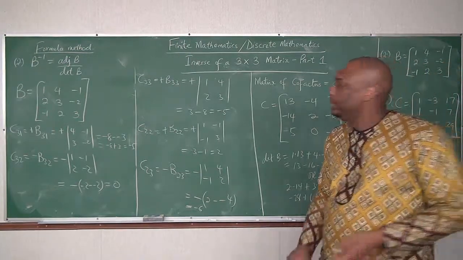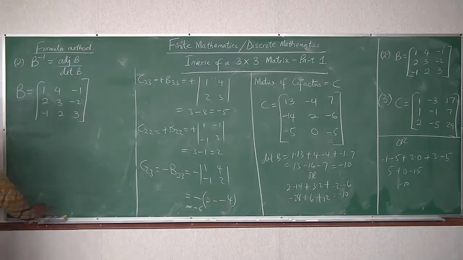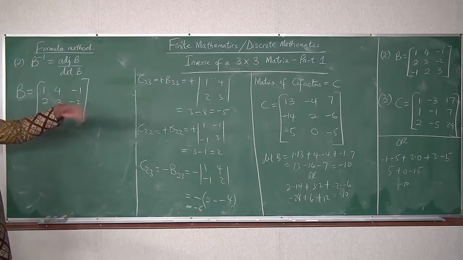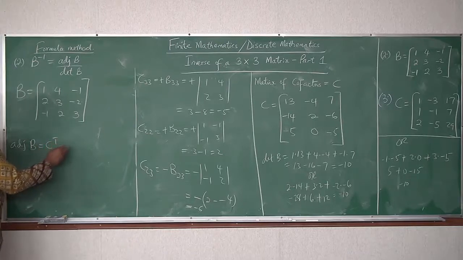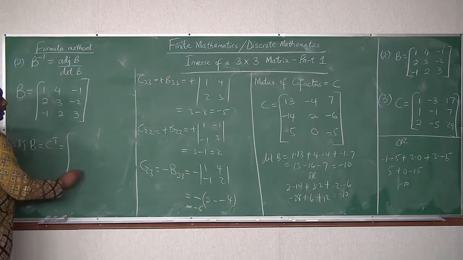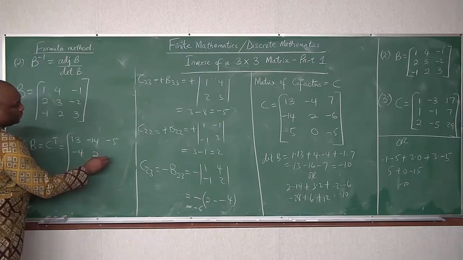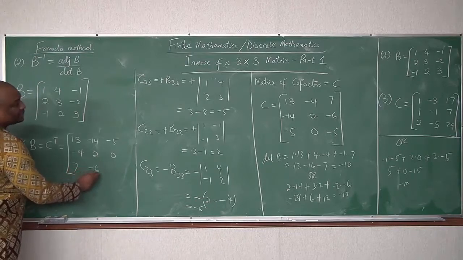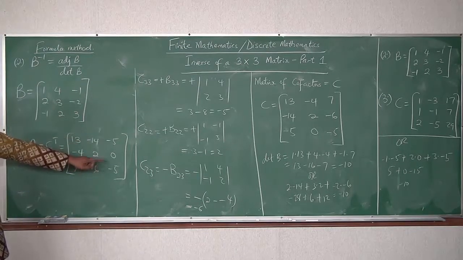Okay, now let's go to the adjoint. So adjoint B: we have found the cofactors, the matrix of cofactors. Let it be C. So adjoint B will be C transpose. And that will give us 13, negative 14, negative 5, then negative 4, 2, 0, then 7, negative 6, negative 5. Now these are adjoint B, which is the cofactors transpose. That is it: 13, negative 4, 7, negative 14, 2, negative 6, and then negative 5, 0, negative 5.